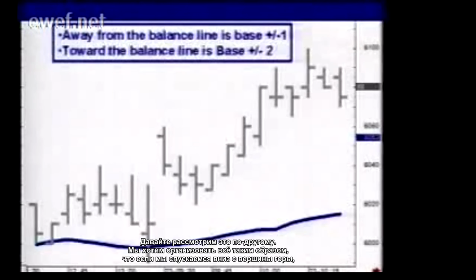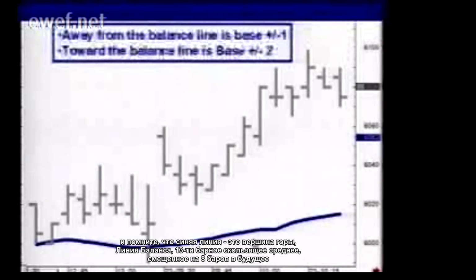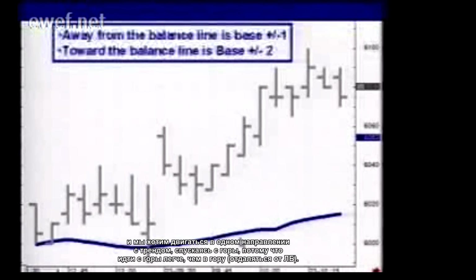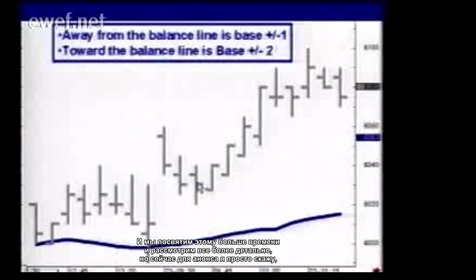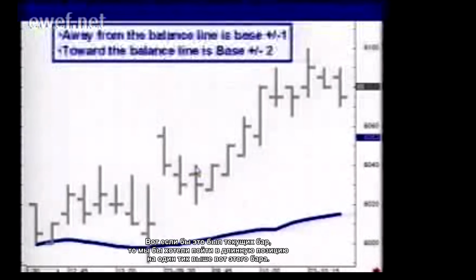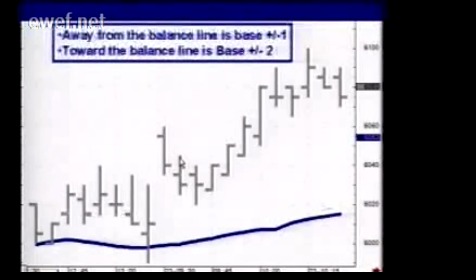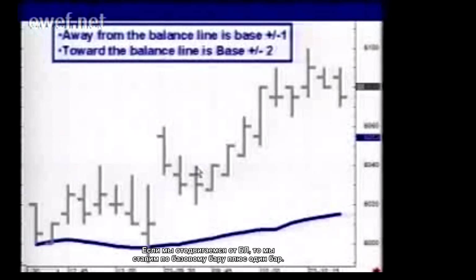Let's look at this another way. The way we want to put an order in here is that if we're going away from the top of the mountain, and remember that away from this is the top of the mountain, the blue line, the balance line, the 13-bar smooth average that's offset 8 bars into the future, we want to stay going with the trend and going downhill because it's easier to go downhill than uphill. And going away from the balance line, we're going to spend more time on this in detail, but let me just preview it right now. If this were the current bar, then we would want to go long one tick above this bar. If we're going away from the balance line, we want the base plus 1.